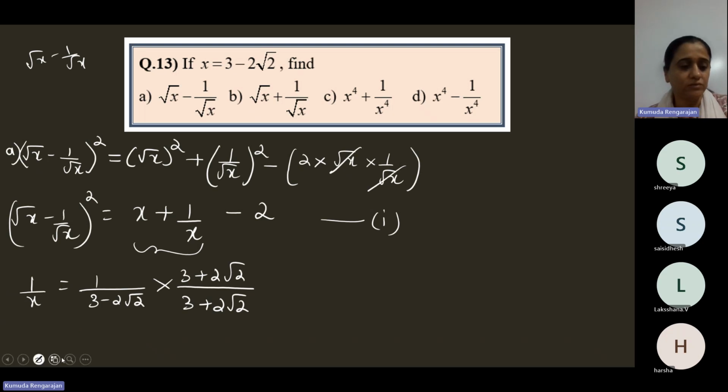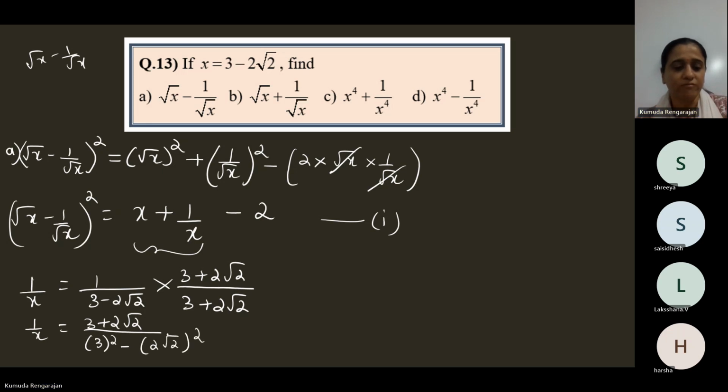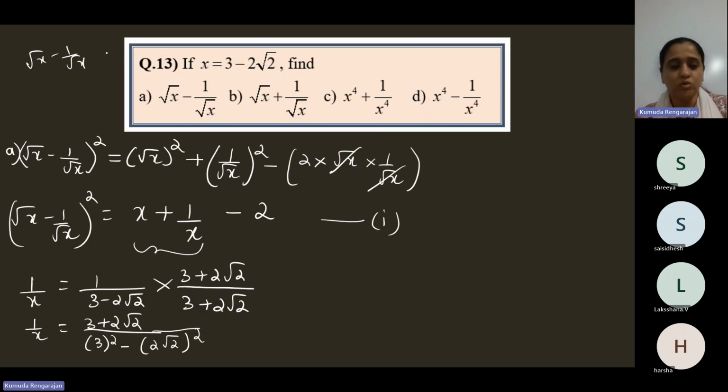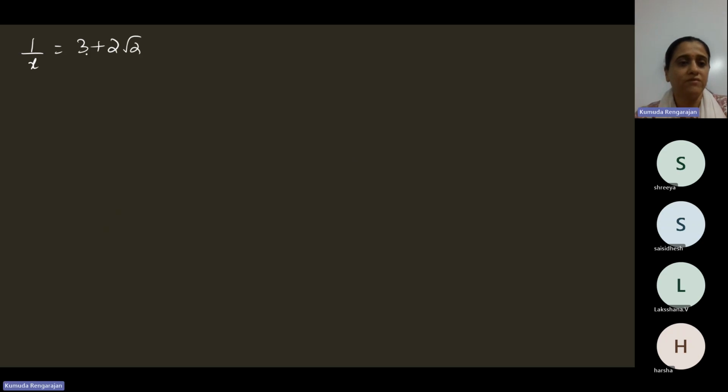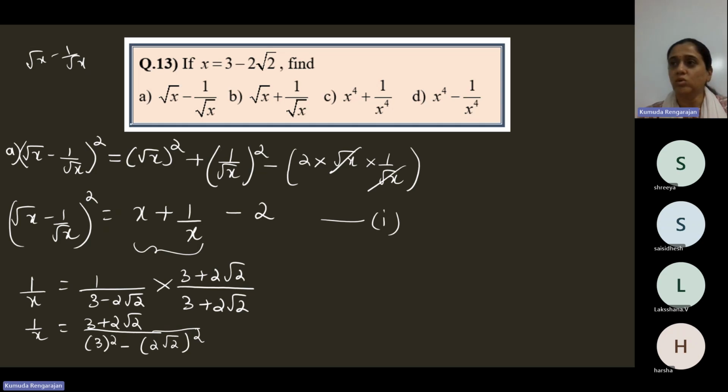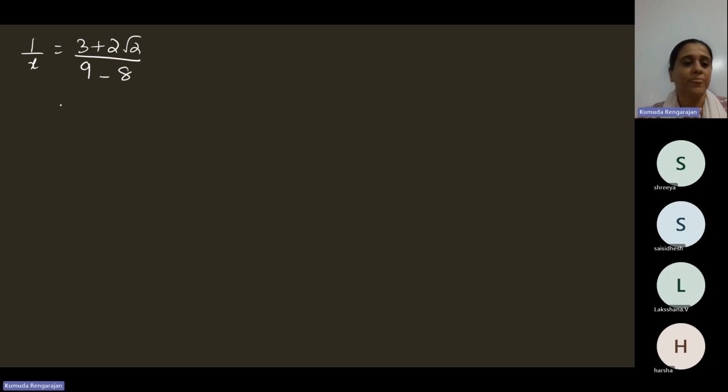So we have 1 by x is equal to, multiply the numerators, 3 plus 2 root 2, divided by, multiply the denominators. A minus b into a plus b is a square minus b square, so 3 square minus 2 root 2 the whole square. Now next step, 1 by x is equal to the numerator as it is, 3 plus 2 root 2, divided by 3 square is 9 minus 2 root 2 the whole square. 2 into 2 is 4, root 2 into root 2 is 2, so 4 2s are 8. 9 minus 8. So 1 by x is equal to 3 plus 2 root 2.